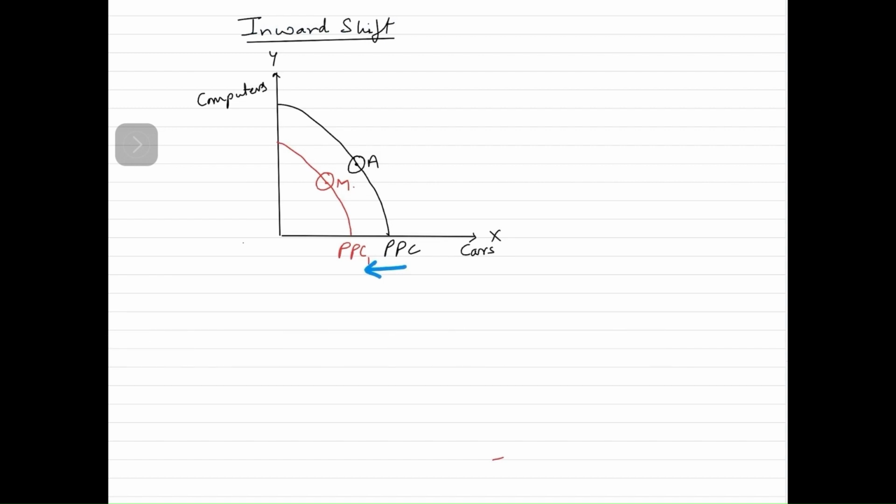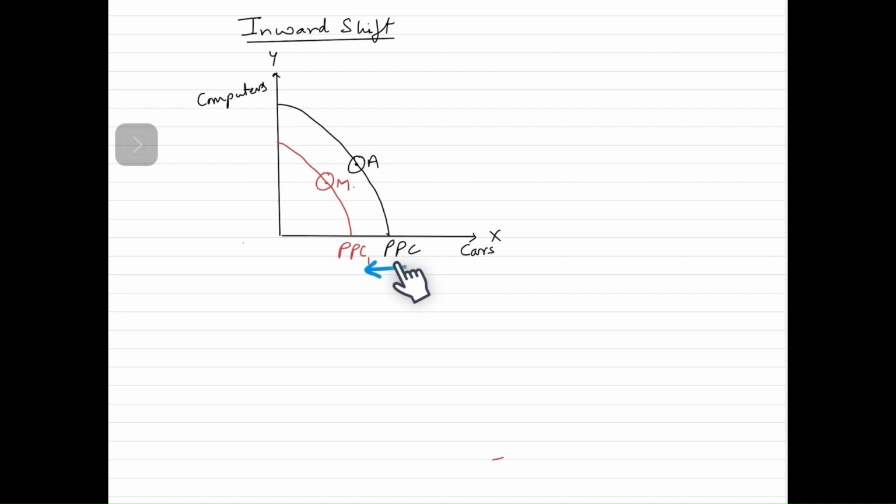So sometimes a lot of countries may not be in a position to invest in research and development, or probably a major earthquake has just wrecked the technological infrastructure. So that could also lead to a reduction in the productive capacities of the country. Let's quickly take a look at how the inward shift would be depicted on a graph.